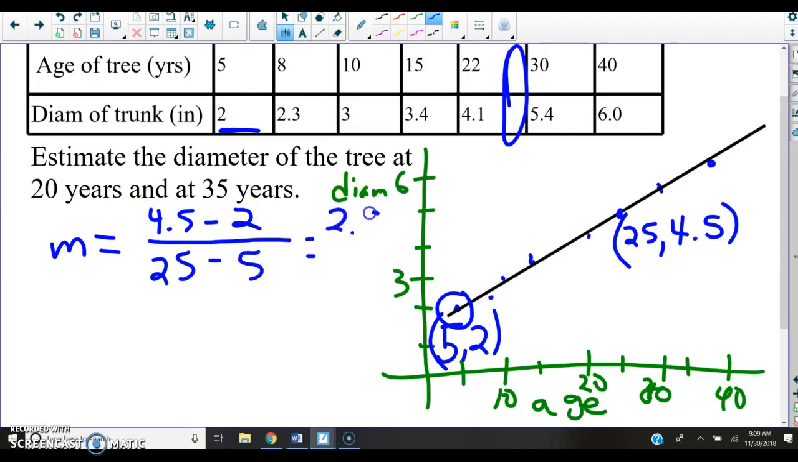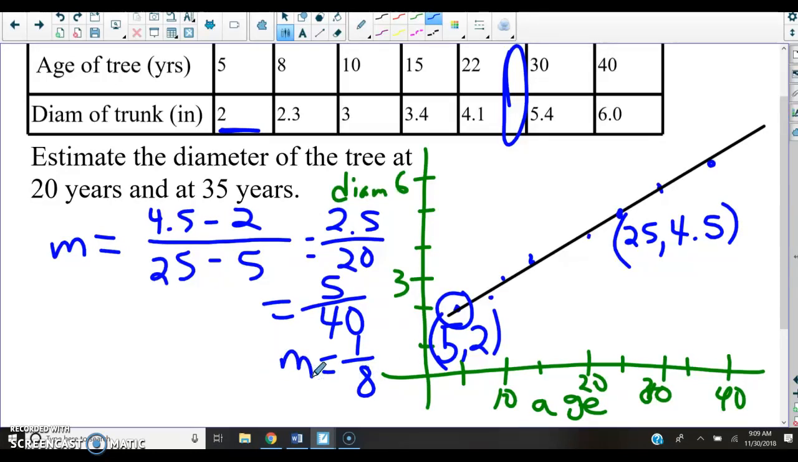So I get 2.5 over 20. Remember, we never want decimals in that. So if I multiply top and bottom by 2, I get rid of that decimal. And that reduces to 1/8. Okay, so now I've got the slope.